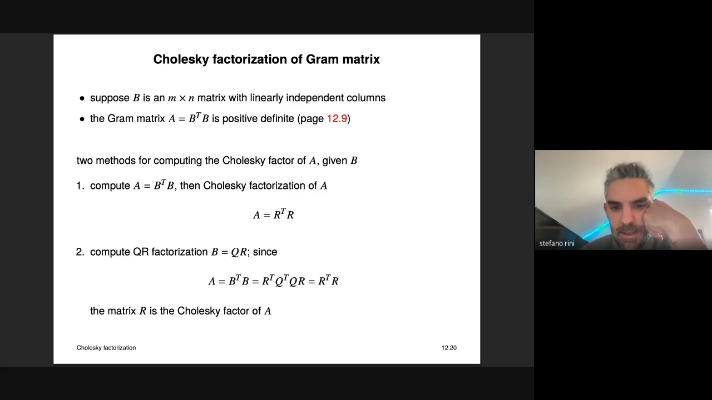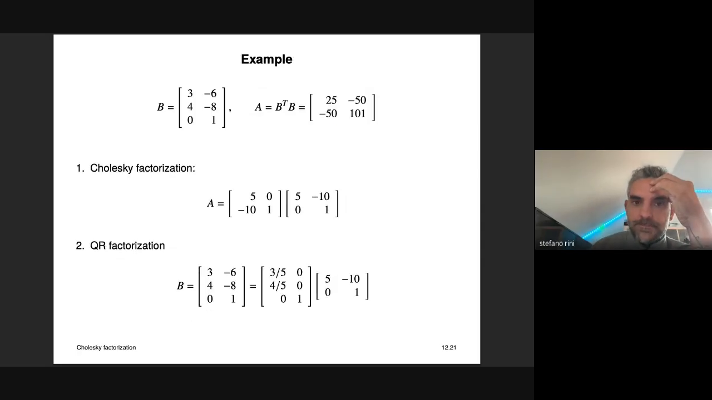So now that we have A is equal to B transpose B, but B is equal to QR, so it's R transpose Q transpose times QR, and then Q transpose Q, we just said it's unitary, so it's equal to the identity matrix, and it gives us R transpose R. So the matrix R is the Cholesky factor of A. So now we see the relationship between the QR factorization and the Cholesky factorization.